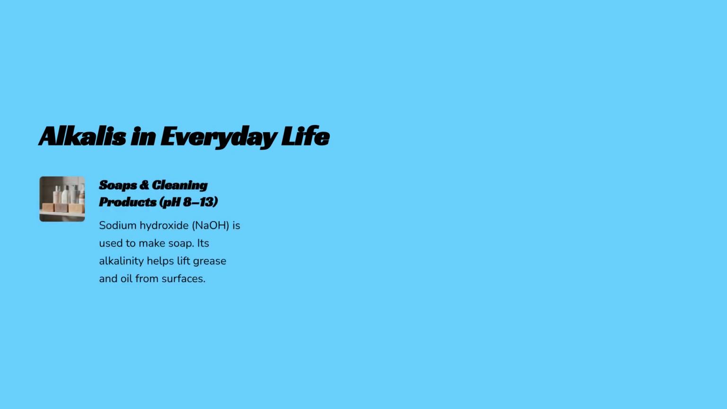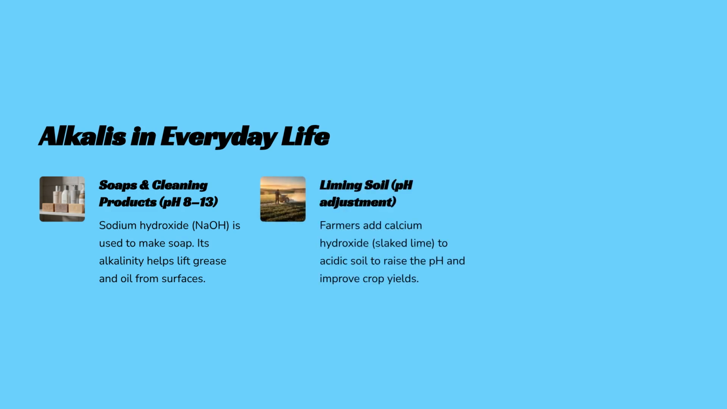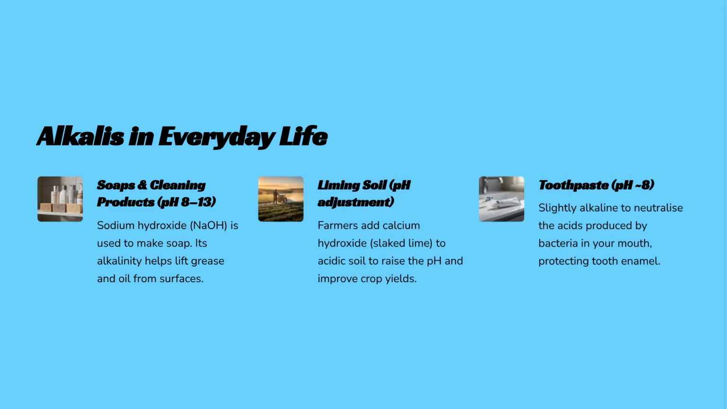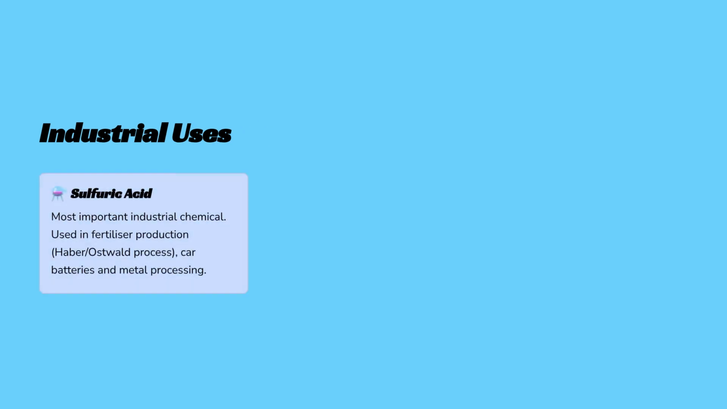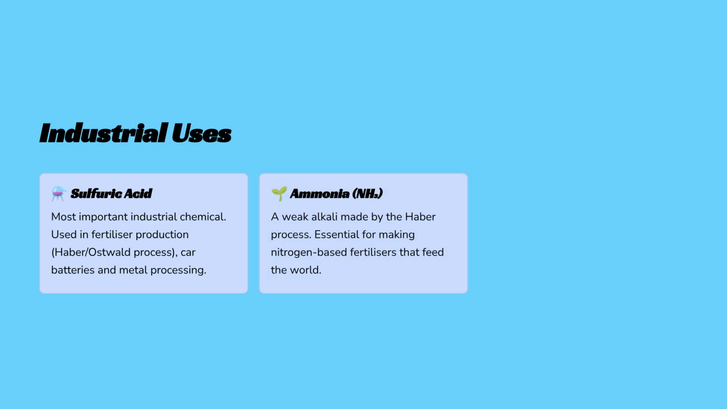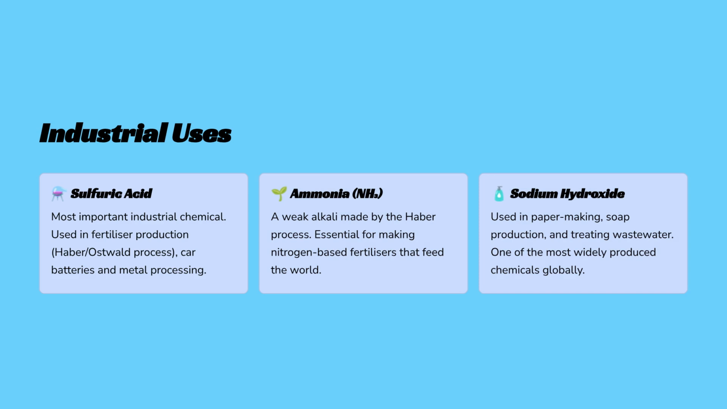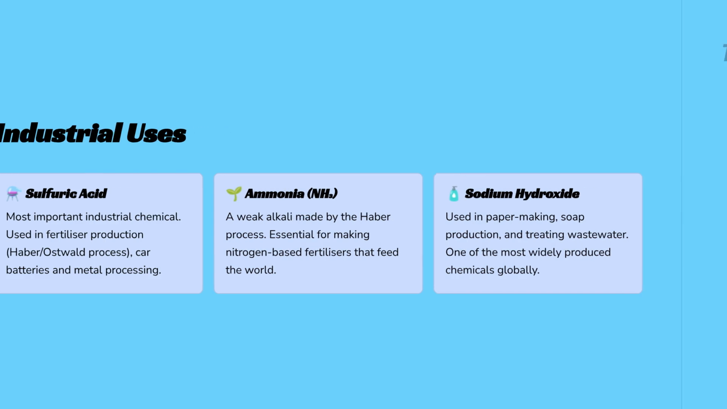Alkalis are equally important. They are used in soaps and cleaners to lift grease, as well as in agriculture to neutralize acidic soil, and in toothpaste to neutralize mouth acids. Industrially, sulfuric acid is crucial for fertilizers and batteries. Ammonia, a weak alkali, is key for nitrogen fertilizers. Sodium hydroxide is used in paper, soap, and wastewater treatment.